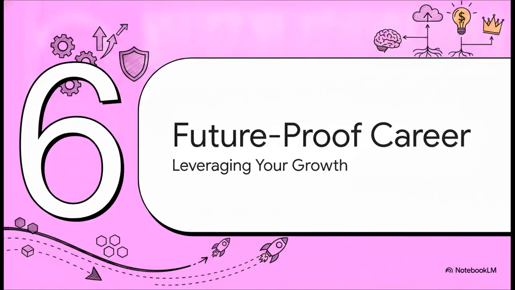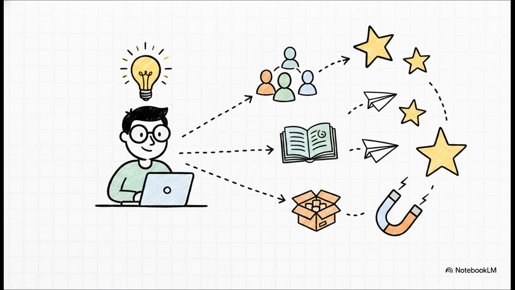Finally, Phase 6, future-proofing your career. Because, honestly, all the technical knowledge in the world means absolutely nothing if you don't know how to leverage it for your own growth. Step 13 is all about career compounding. This roadmap doesn't end with code, it ends with community.